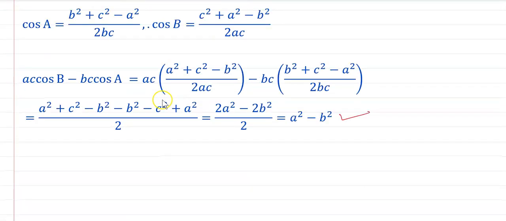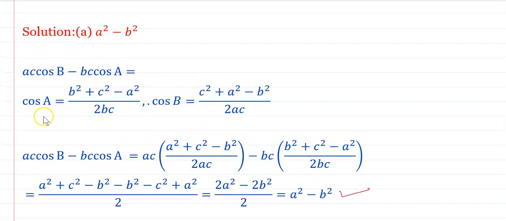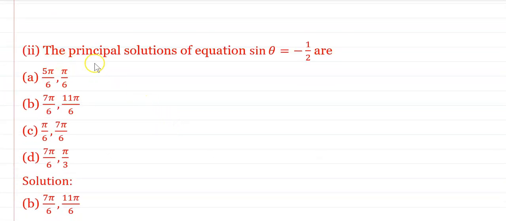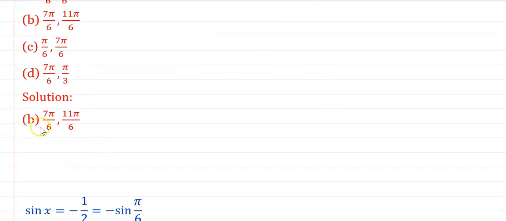Now the next question. या ठिकाणी काय लागेल तुम्हाला तर cos of A आणि cos of B चा फॉर्म्युला तुम्हाला माहिती पाहिजे. Okay. Now the next question. The principal solution of the equation sin theta is equal to minus 1 upon 2 are. These are the principal solutions. The correct answer is B, 7 pi by 6, 11 pi by 6.